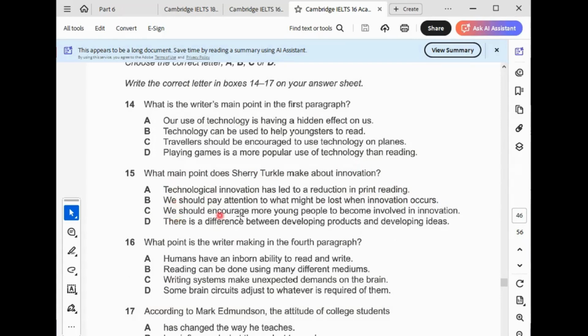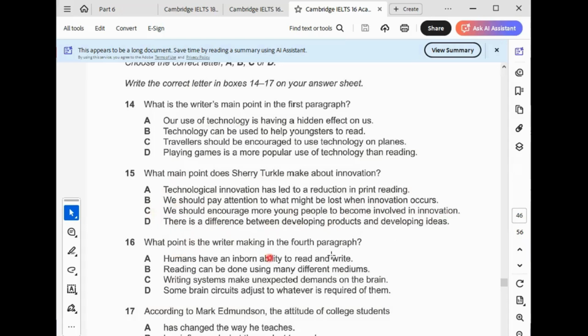Option C, we should encourage more young people to become involved in innovation. That's not the point. There's a difference between developing product and... No. This one is not even mentioned in the passage. So our answer to number 15 is going to be what? It's going to be option B.